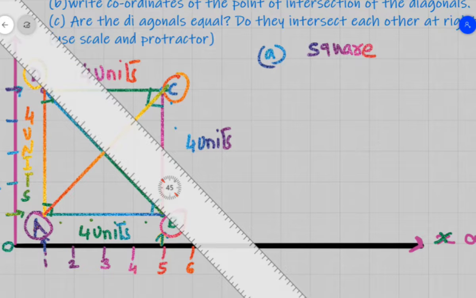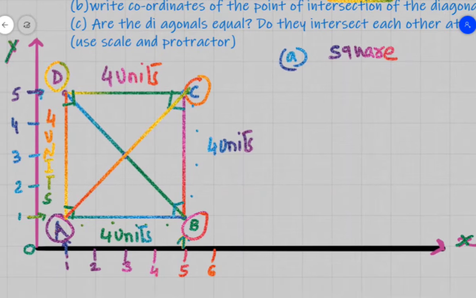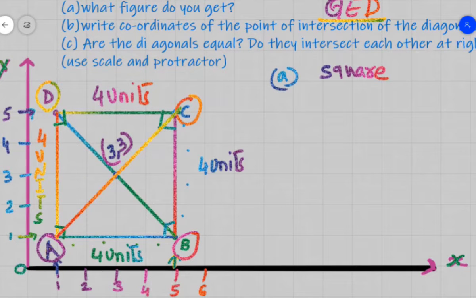Okay. Now see what you have got. This is the point which you got. And what is this point? This is 3 from this side. That is from x it is 3. See, from x it is 3 and also from y it is 3. So 3, 3 is the point of intersection of the diagonals. Write the point of intersection of the diagonals. So the answer for B is 3, 3.